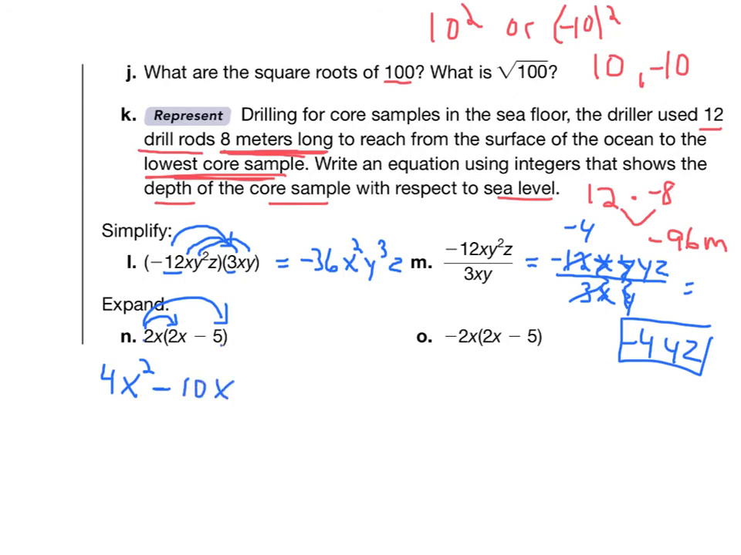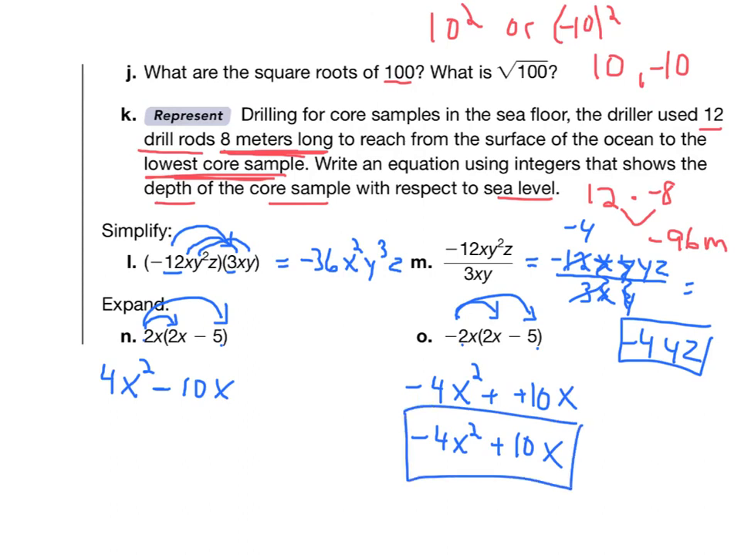Do the same thing on O. I do negative 2 times positive 2, that's negative 4. X times x is x squared. And then I do subtracting, and then I do a negative 2 times a positive 5, that's negative 10, and then I have an x. I simplify this. Negative 4x squared, keep, change, so I get 10x. And that is your answer.